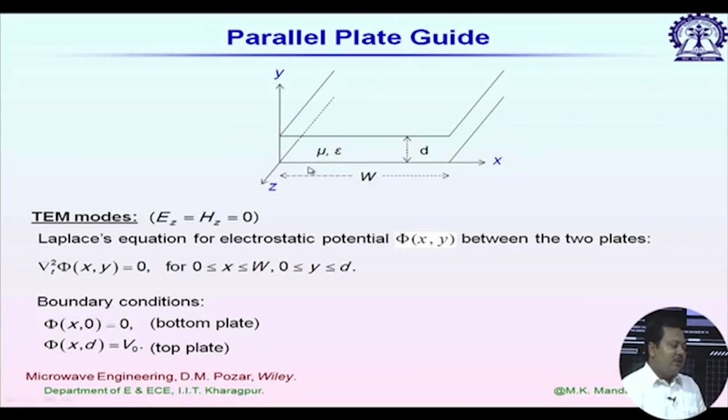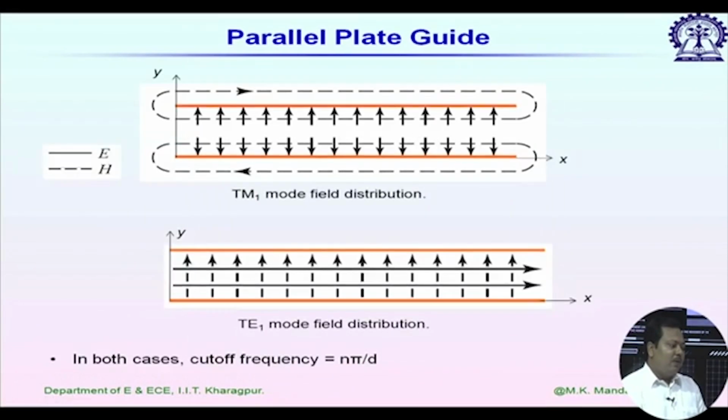So, let us first consider the TEM scenario. By definition, in the direction of wave propagation, we do not have any electric or magnetic field component. So, to solve for the electric and magnetic fields, we can start with Laplace's equation for the electrostatic potential phi between two plates. So, we are not going for any solution. Let me show you directly the field plots.